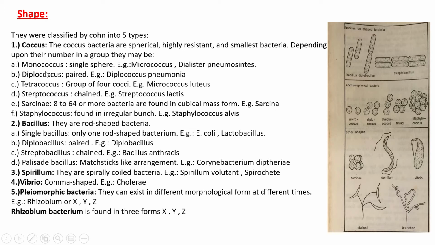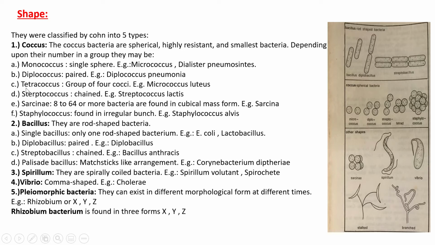The first one is monococcus. Monococcus is a single sphere. Here we see in the diagram monococcus. For example, Micrococcus and Diplococcus pneumoniae. The second type is diplococcus. Diplococcus is paired. Here we see in the diagram they are paired, attached, 1, 2. For example, we can see this in Diplococcus pneumoniae.